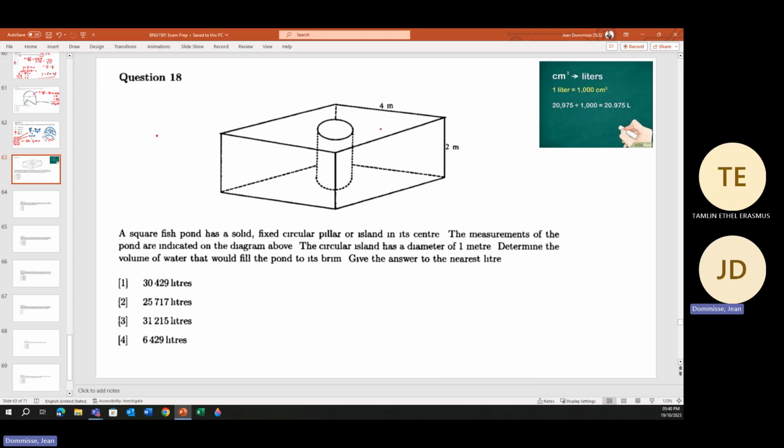So since it is square, this will also be 4. The circular island has a diameter of 1 meter. Determine the volume of water that will fill the pond. Okay, so basically work out the full volume of the square, and then we will subtract the circular component. So let's do that. Volume of the square is basically length times breadth times height, and then we will subtract that one.